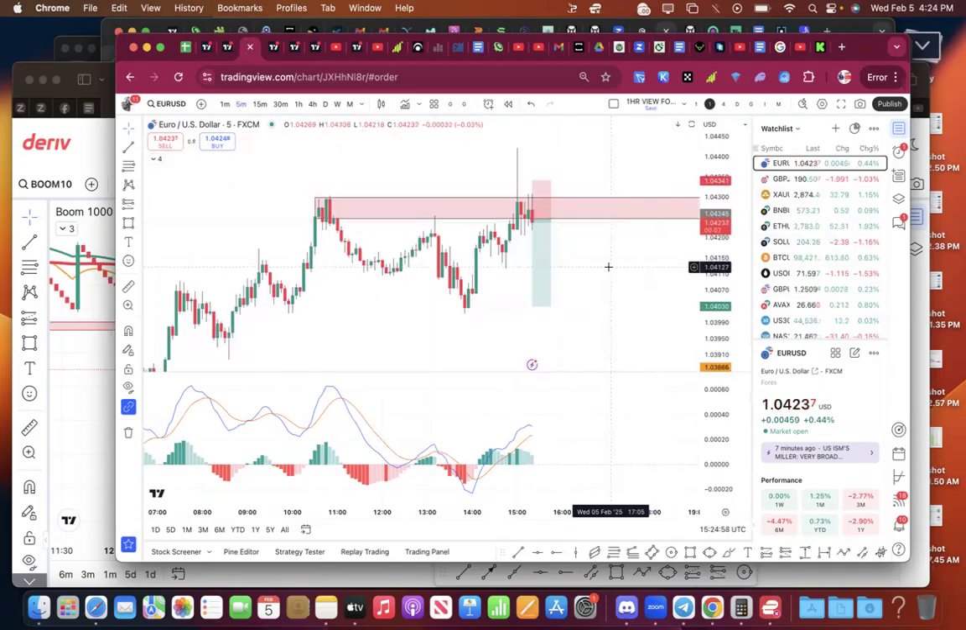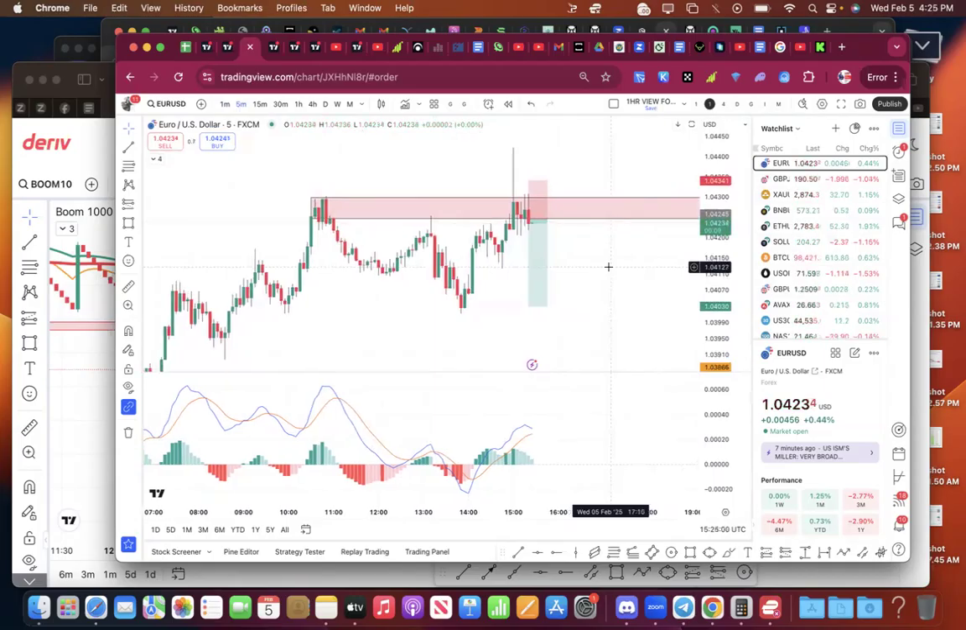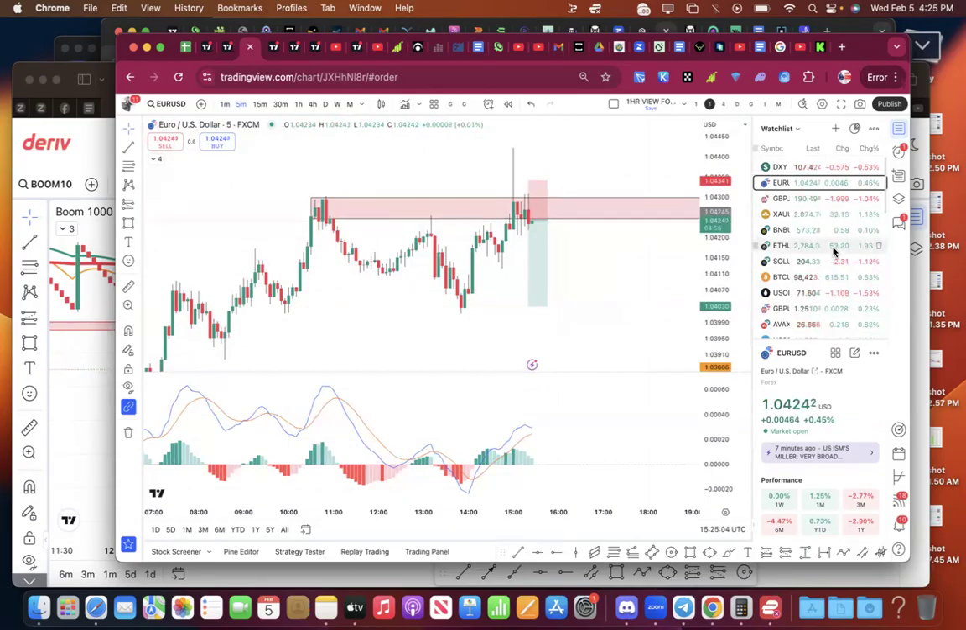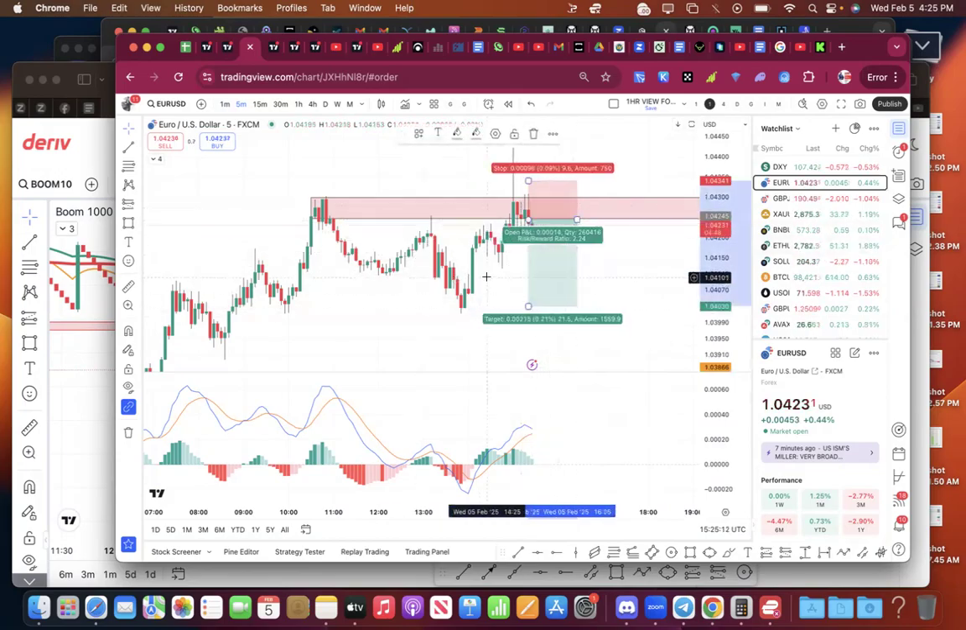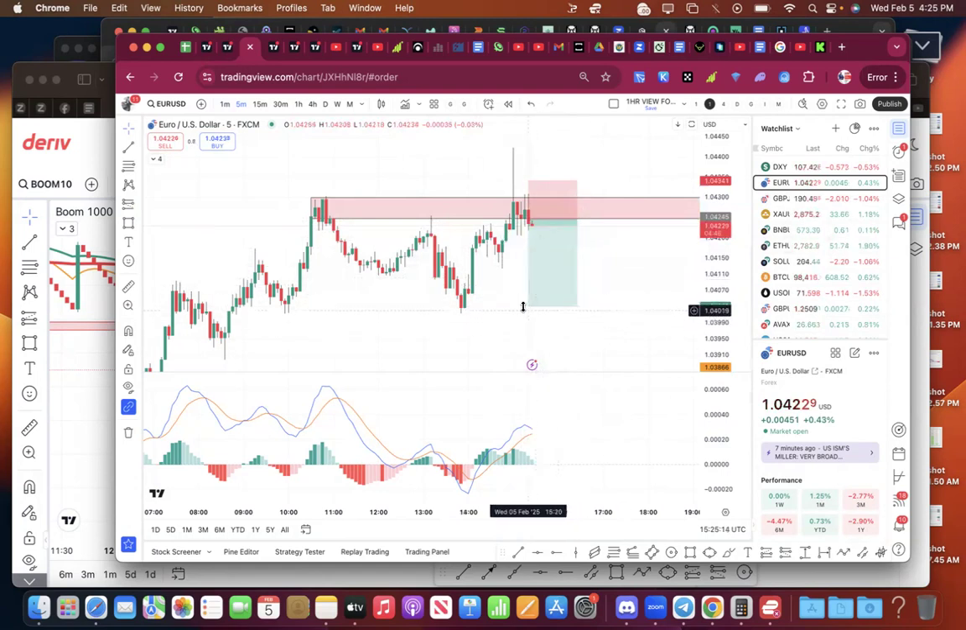Oh, I'm on euro. I thought I was on gold. I'm on euro USD. Okay, this one does not make sense. Okay, so look at it. Let me see. So that's what it is anyway, right?